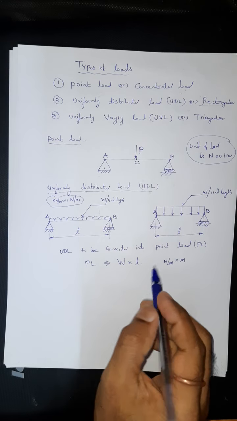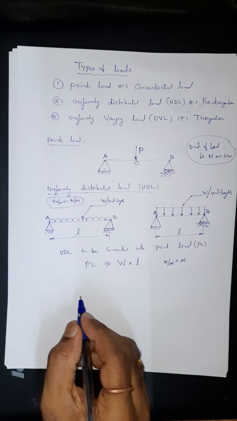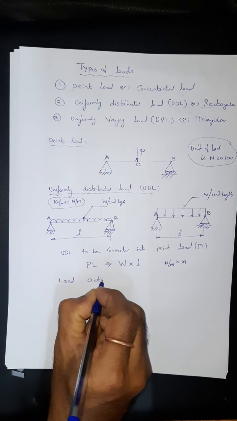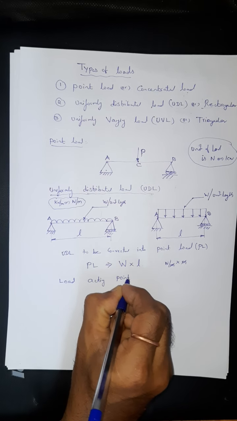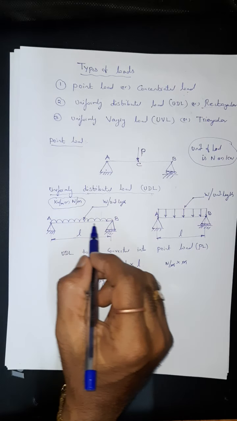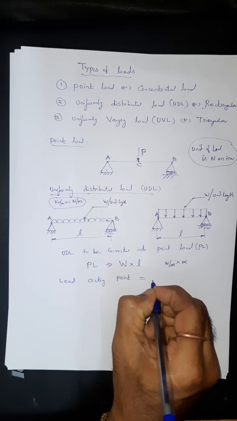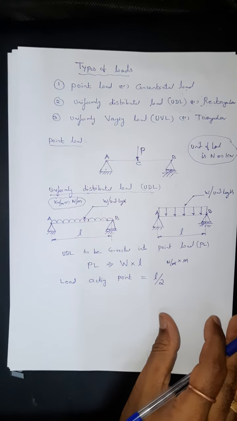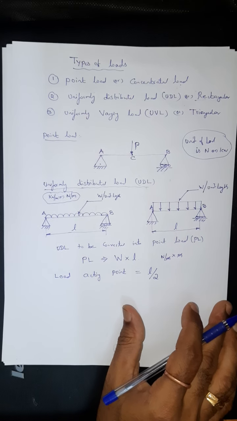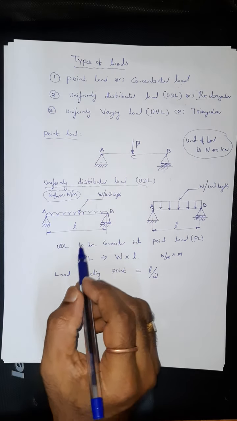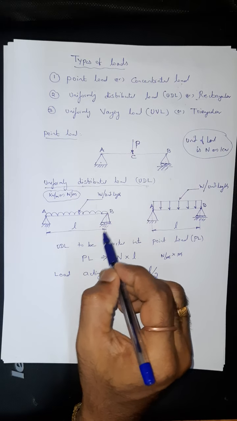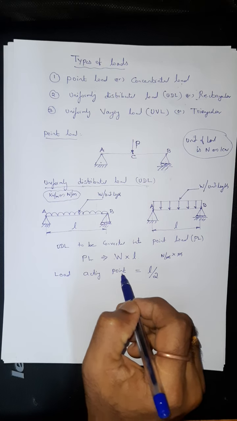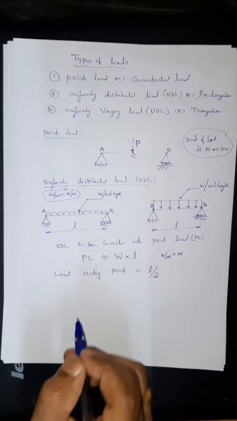Then I need to know where the load is acting, so the load acting point should be specified. Since the load is constant throughout the length, the load acting point is L by 2. So that will act in the mid of the beam as far as UDL is concerned. Got it? You have to remember this. When the load is of UDL type, it needs to be converted into point load, and the load acting point to be identified, that is L by 2.